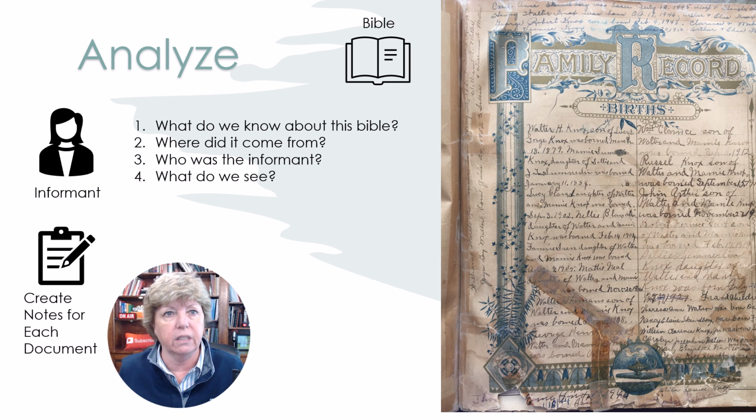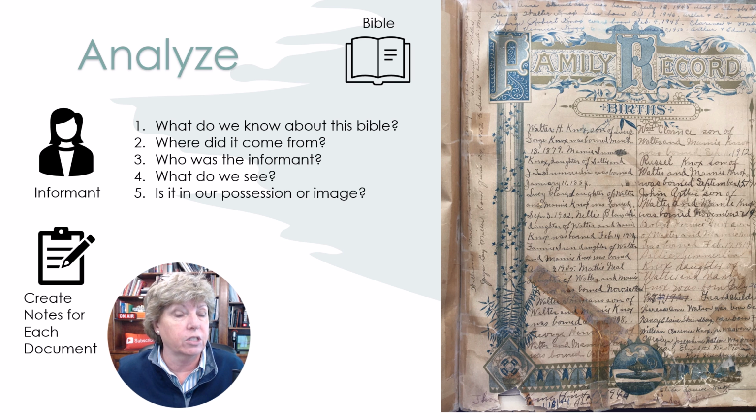So what do we see? In this case, we see a lot. In fact, there are multiple pages of births, marriages, and deaths in this document. Is it in our possession or is it an image? And you should actually be creating notes about all of this information and create a cover sheet for the images that you are putting in your family history files.